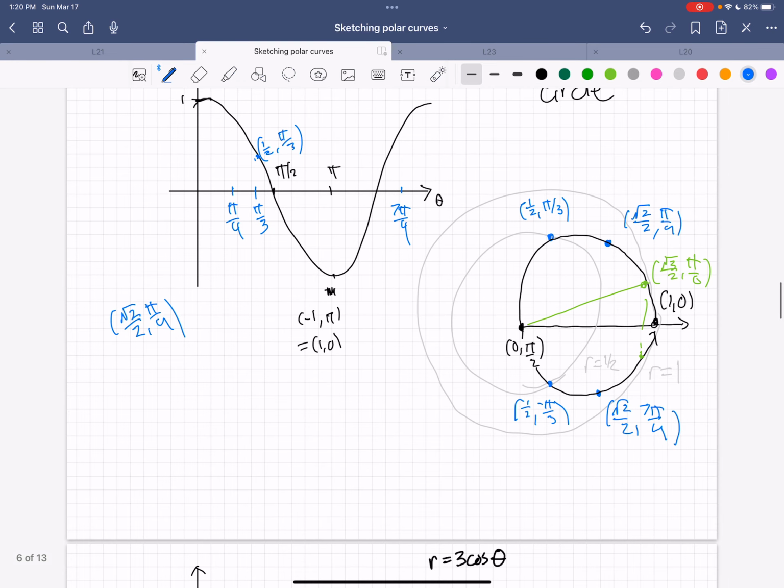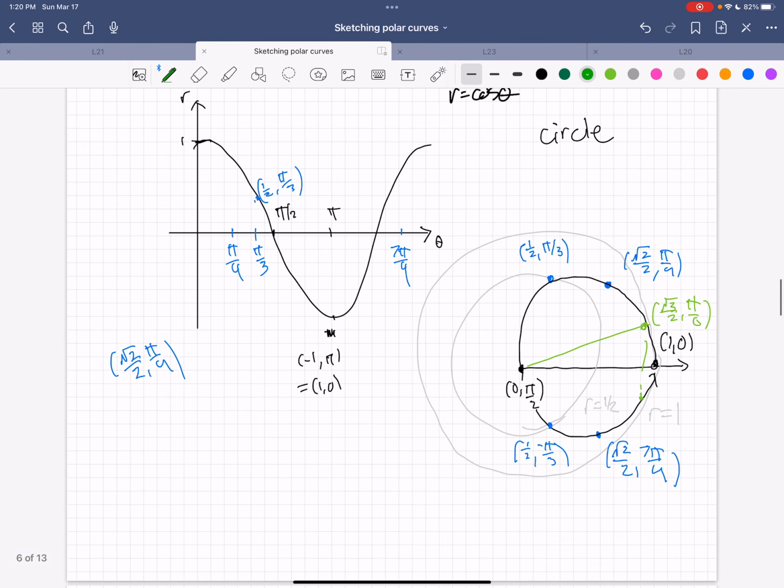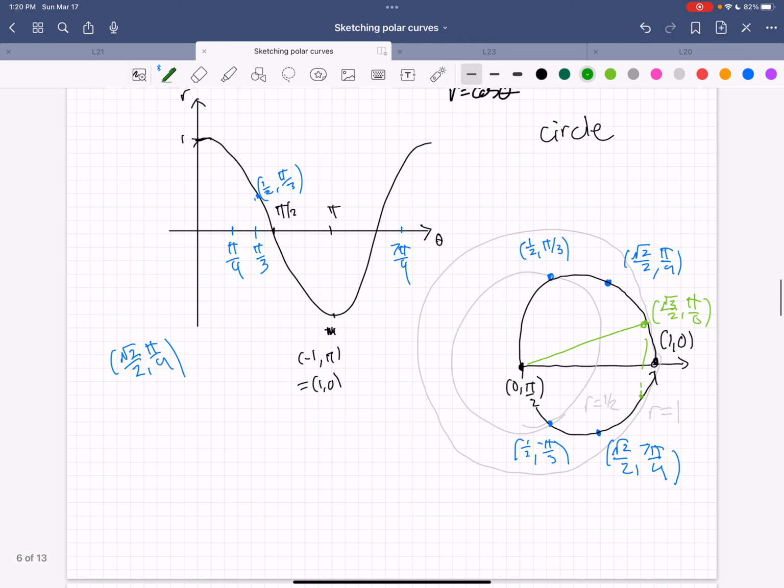And if we did check some angles, like all of these angles that lie in this negative part, it would just give us the same points again. Just like how we saw that -pi gave us 1, 0 again.